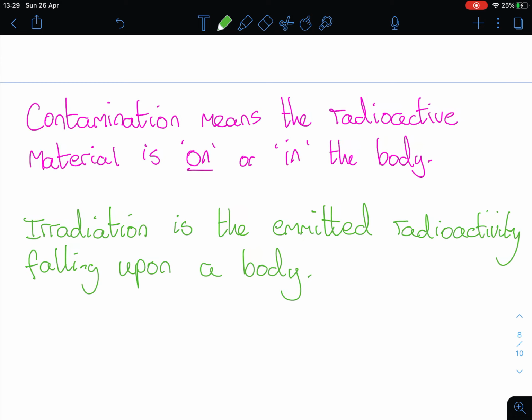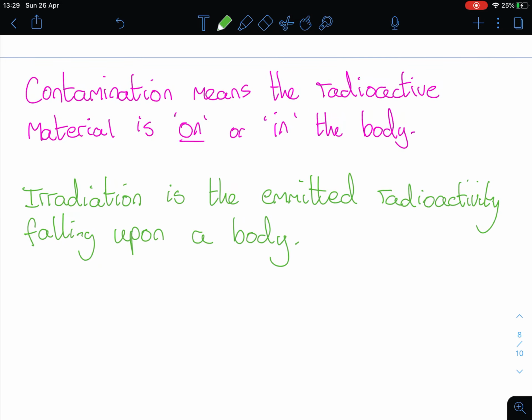So you don't want to be contaminated because you've got it on you. That's probably worse. And you don't want to get too close because then the radioactivity is coming off. It's ionizing your cells, and that's causing mutations, or it's causing radiation sickness.